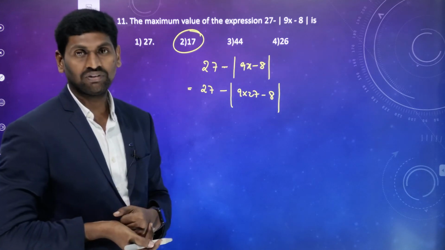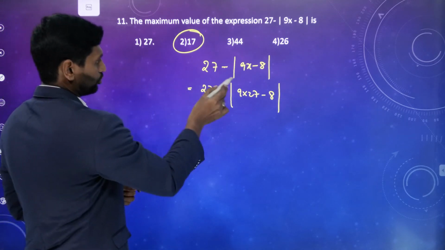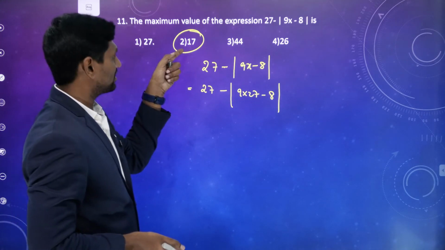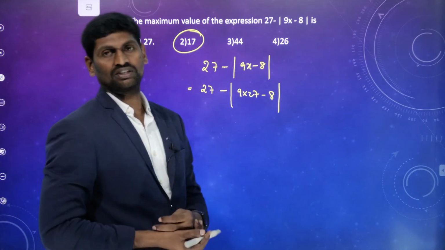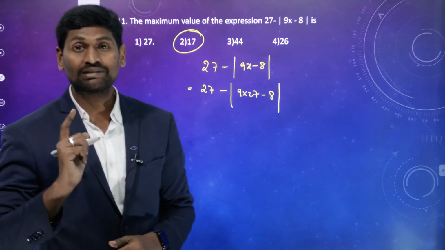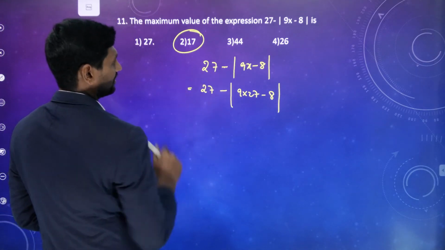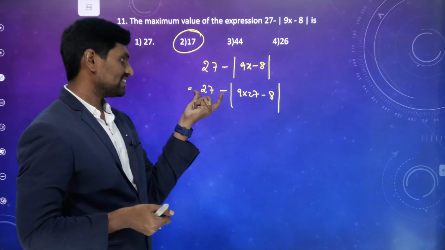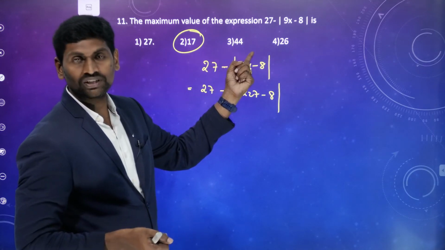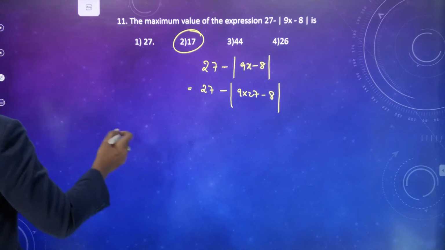Second option, 17. Okay, na? If you have a doubt, just substitute each one, 17 in the place of x, 27 in the place of x, 44, 26. Check all, then obviously 17 only gives the maximum value. If the modulus is not there, the maximum number would give the maximum value. Okay. Right. Next question.